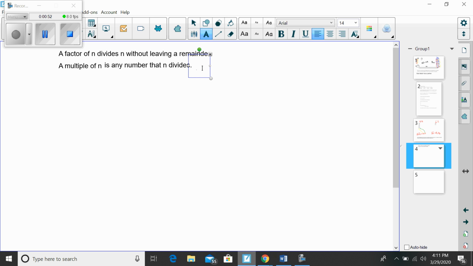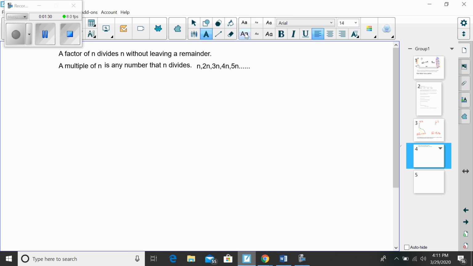So if I said to you, what are the multiples of 8? You'd say 8, 16, 24, 32, 40, 48. You'd count by 8s, right? So multiples of any number n are n, 2n, 3n, 4n, 5n, and on and on forever. The number of factors for any given number is finite, but every number has an infinite number of multiples. So notice that n would divide any of these.